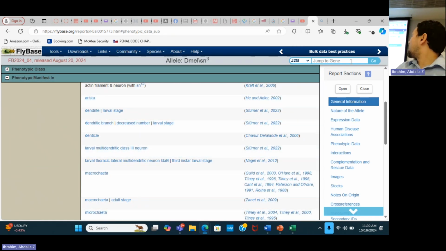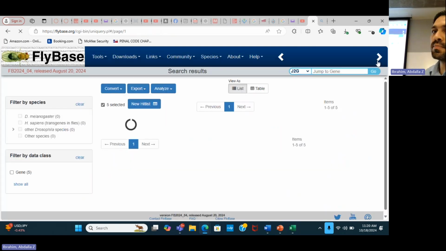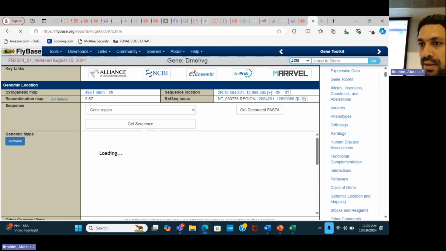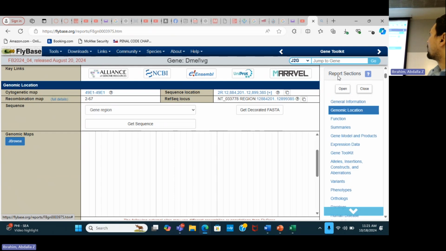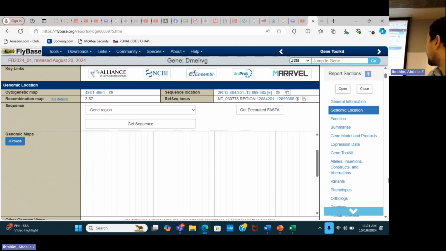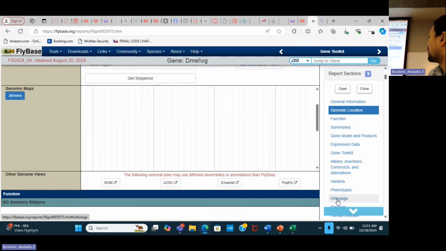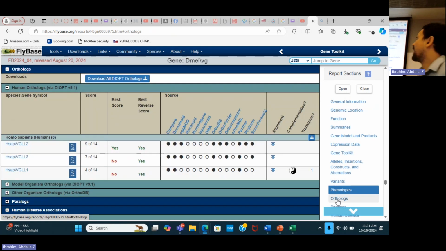So let me type vestigial in here. And you would find that there's actually a lot of useful information: general information, genomic location, functions, summaries, variants, phenotypes, orthologs, and I think there should also be references down here somewhere. So this is orthologs. I click orthologs, and it shows you the genes, the human orthologs.